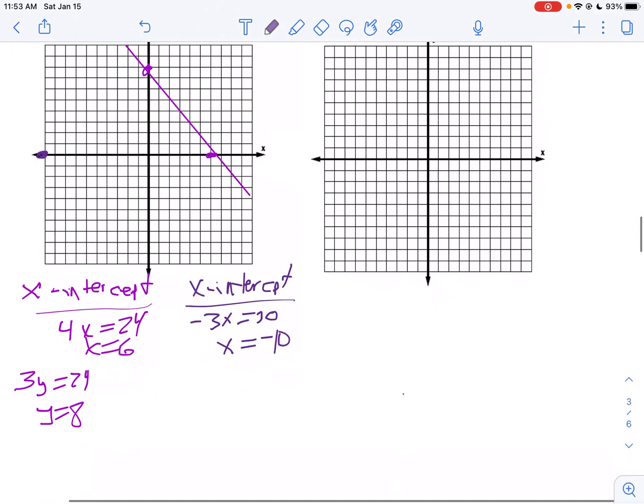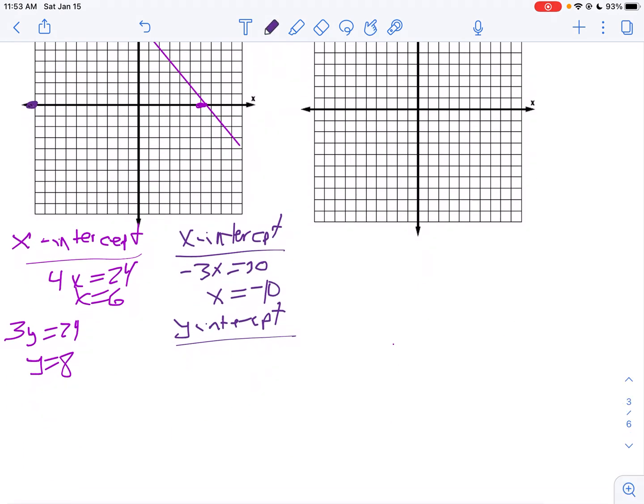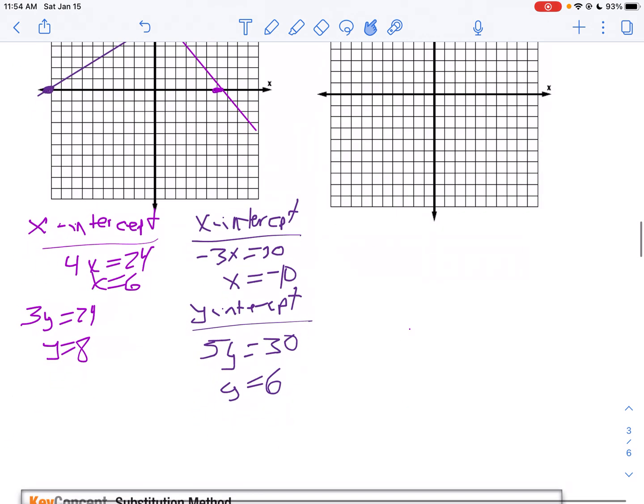And then I'll do my y-intercept. So I make x 0, so I get 5y equals 30. So y is 6. So I'll go up 6 on my y-axis. And notice when I draw these two lines, they cross, don't they? Since they cross, we say they're consistent and independent. It has one solution.